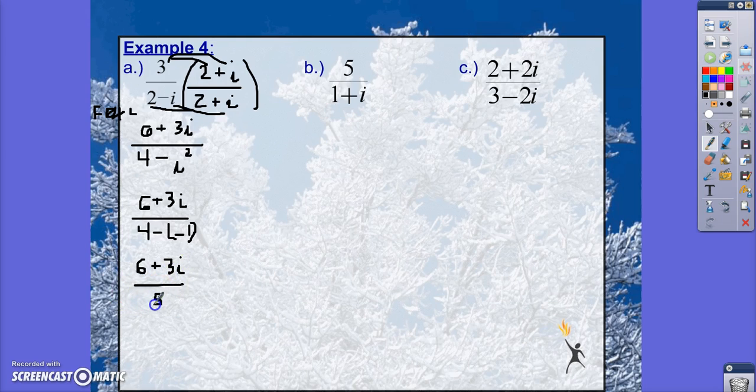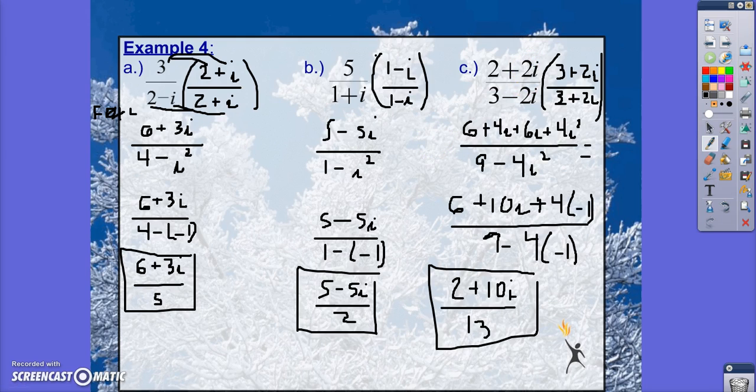That's our final answer. So take a minute, do the next two. I'm going to pause the video. You could try it yourself to show you the work. Don't forget the last one, we're going to have to FOIL for that. So take a look at letter B, check your work. It should be 1 minus i for both of them. And then anytime you see i squared, change it to negative 1. And then C, be careful, the top you FOIL. I have to combine like terms and then plug in negative 1 for i squared. So for C, you get 2 plus 10i over 13.